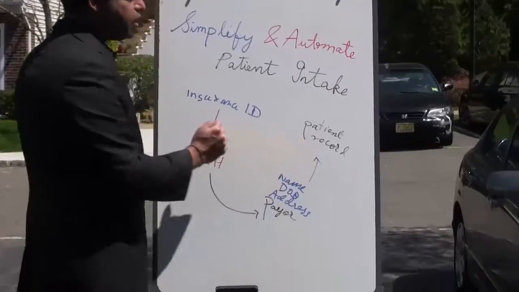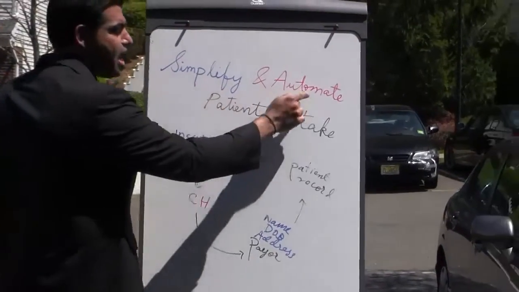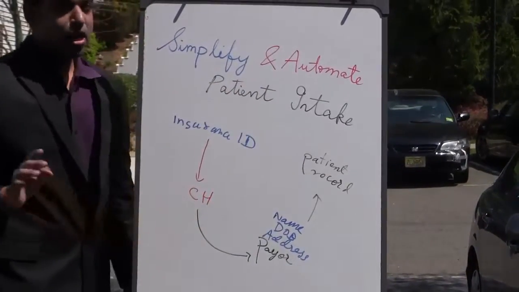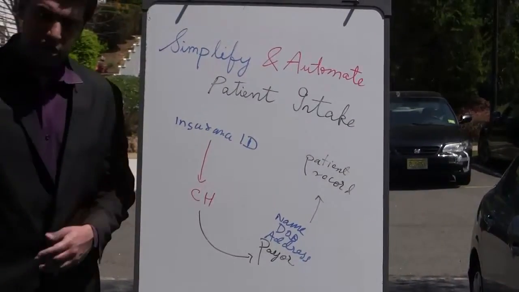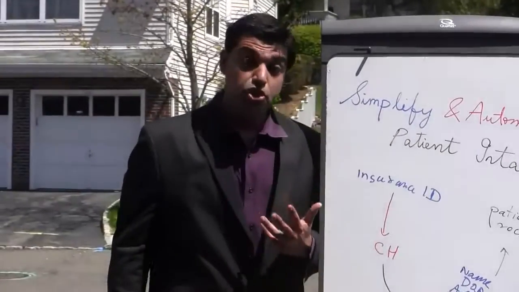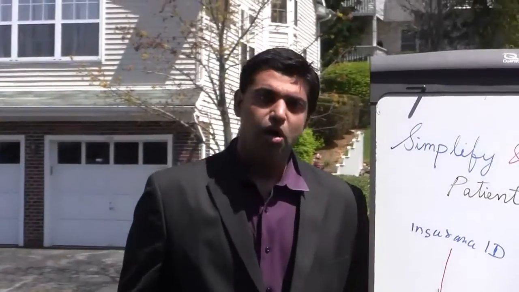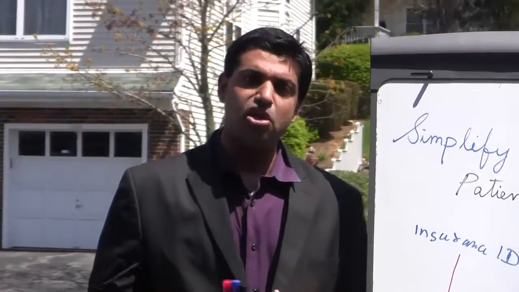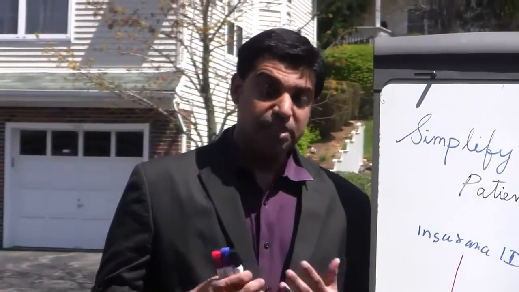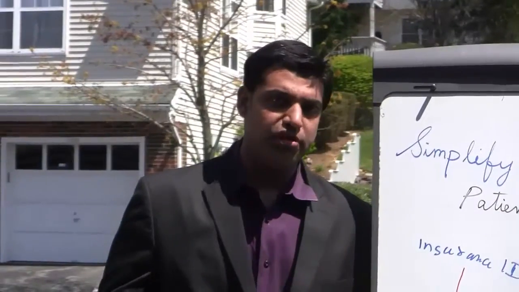So once a patient record is created, what you've done is you've simplified and you've automated patient intake. Now keep in mind, this isn't going to have all the additional information such as the patient's social. It's not going to have the patient's emergency contacts. It's not going to have specific information about the medical history of the patient.